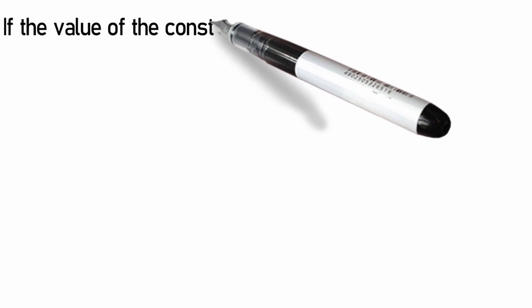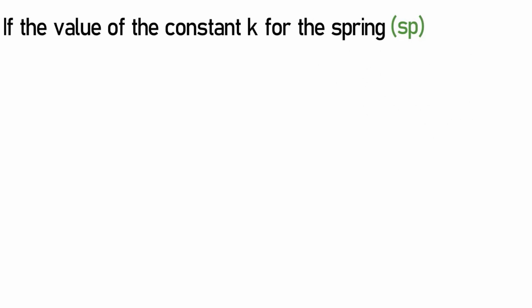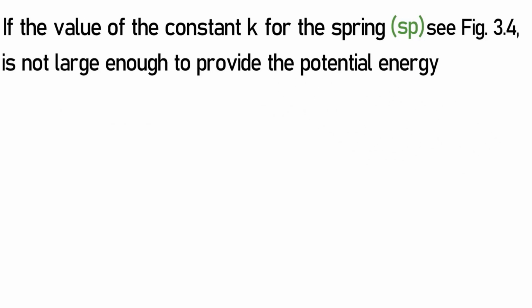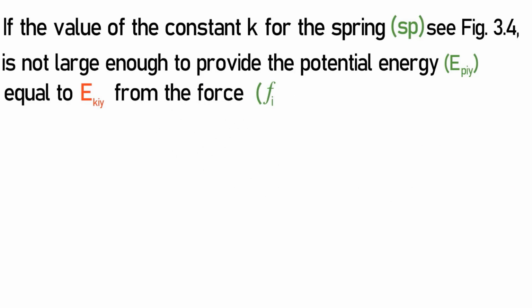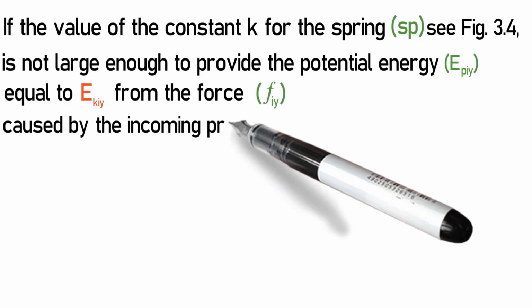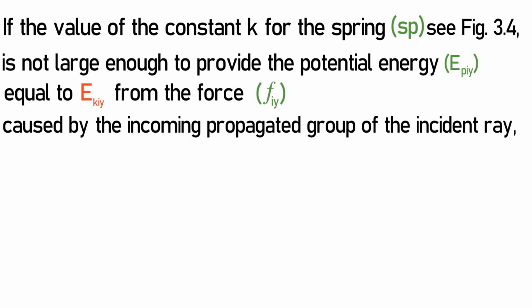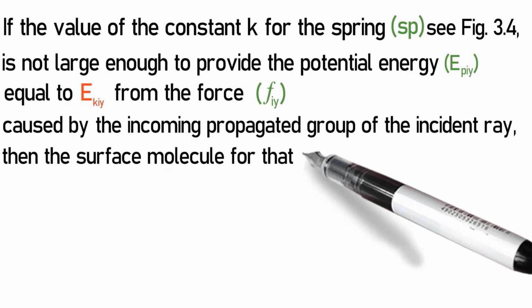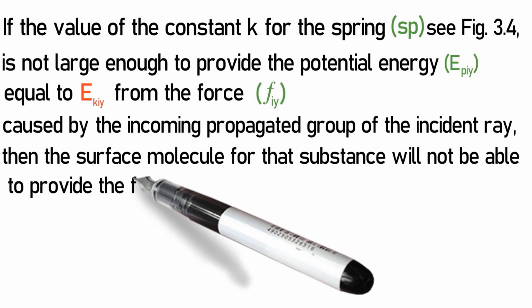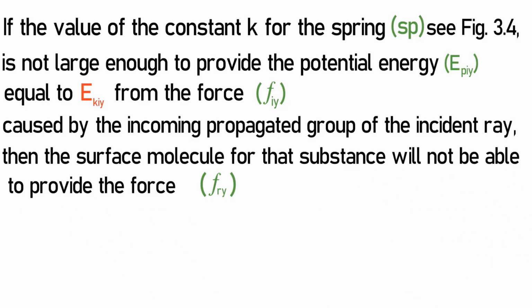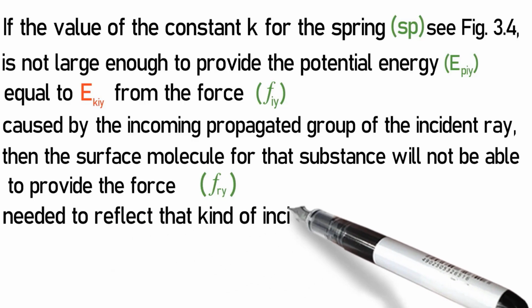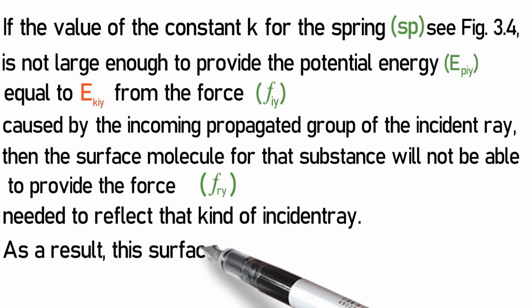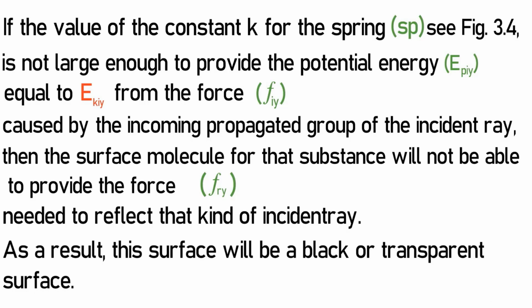If the value of the constant K for the spring Sp, see Figure 3.4, is not large enough to provide the potential energy E sub Piy equal to E sub Kiy from the force F sub Iy, caused by the incoming propagated group of the incident ray, then the surface molecule from that substance will not be able to provide the force, F sub Ry, needed to reflect that kind of incident ray. As a result, this surface will be a black or transparent surface.